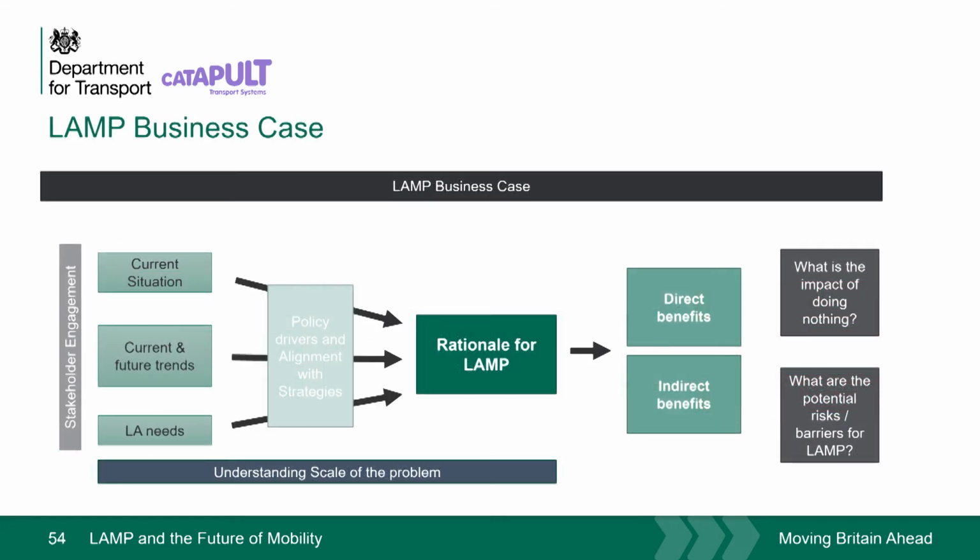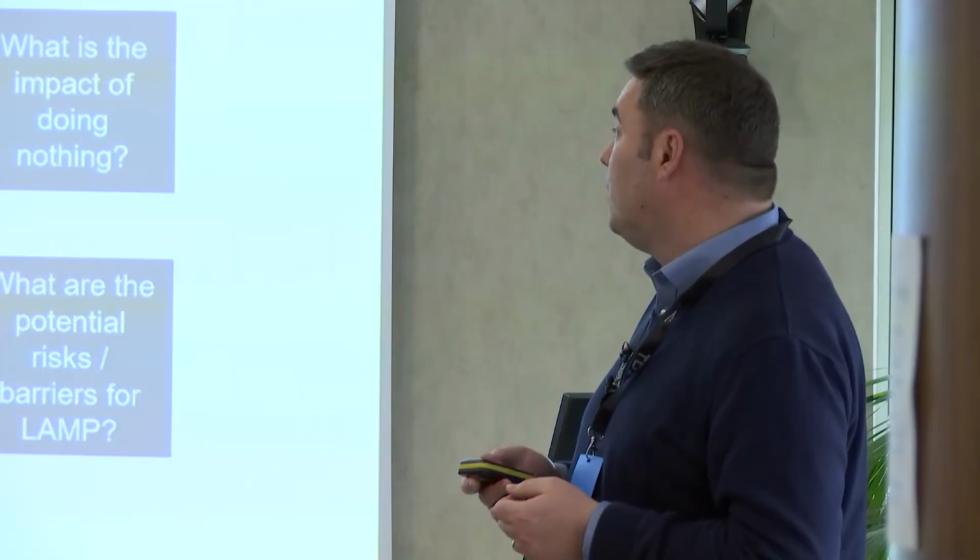And just really on the business case, hopefully some of the themes there make sense. So looking at the engagement, pulling on the evidence that we gathered from those workshops, understanding the trends. We did a roadmap to understand the vision over a 20-year period, and also local authority needs. Then feeding those into the rationale for a local mobility platform, and then the direct and indirect benefits, and then understanding those impacts and those barriers.